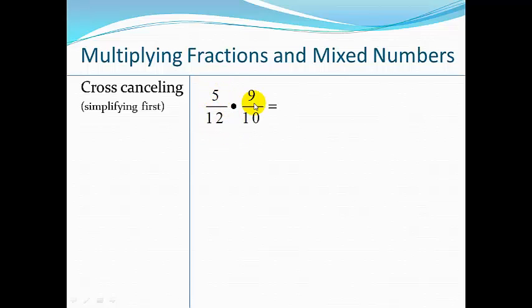So I see a 5 here, and I see that there's going to be a 5 here because 2 times 5 is 10. I also know that 9 is 3 times 3, and I know that 12 is 3 times 4. So I'm going to go ahead and first divide out the 5 from the top and the bottom.